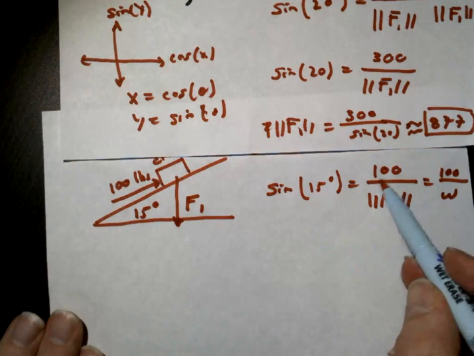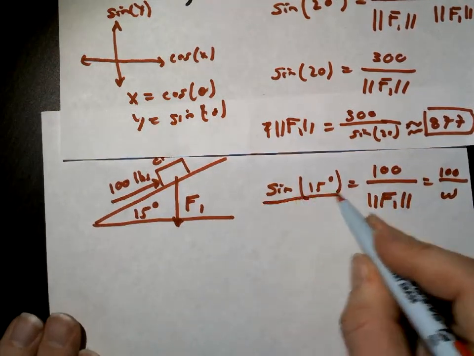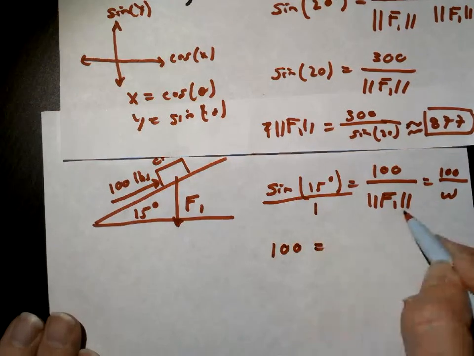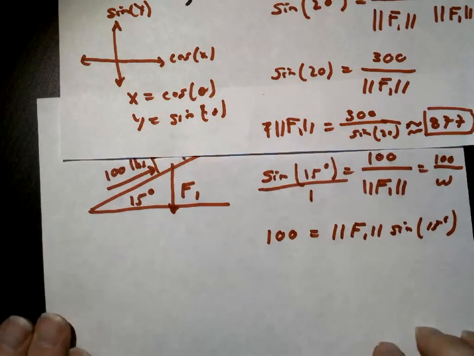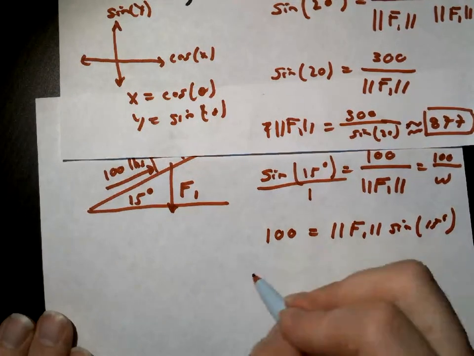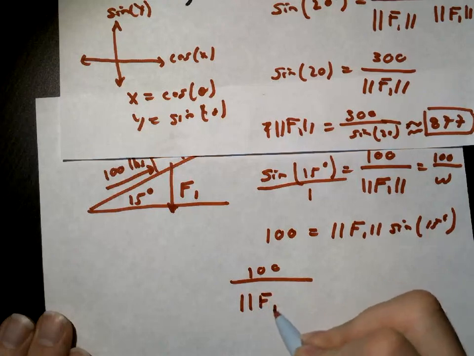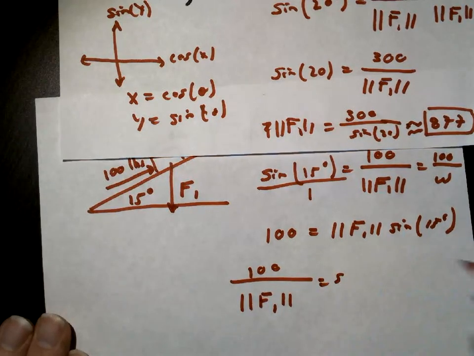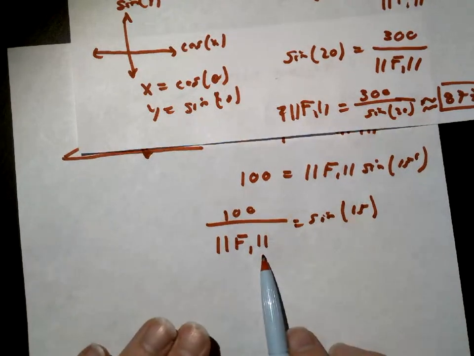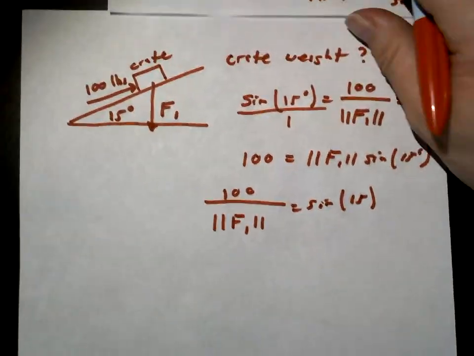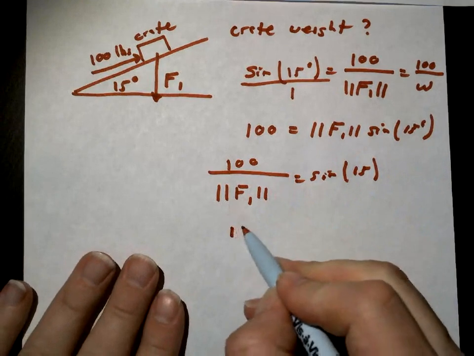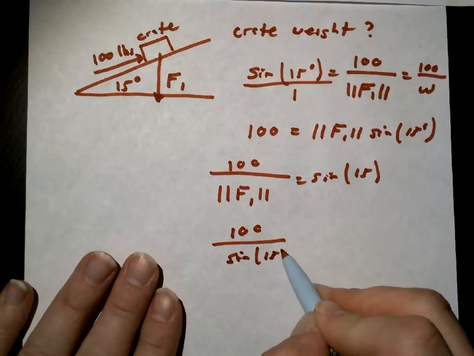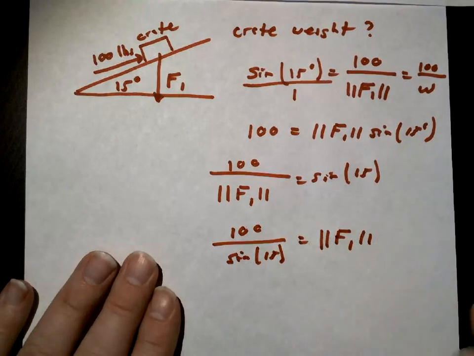So if we cross multiply here, this is over 1. So that's 100 equals, cross multiply here. Now remember, we have to solve for F1. So you're going to go 100 divided by force 1 gives you the sine of 15. And you're probably thinking, uh-oh, I made a mistake. That's the mistake I want you to see. You have to be very careful how you're doing this. We want to solve for this, so we're going to take 100 and divide by sine. It gives us the weight of that crate.